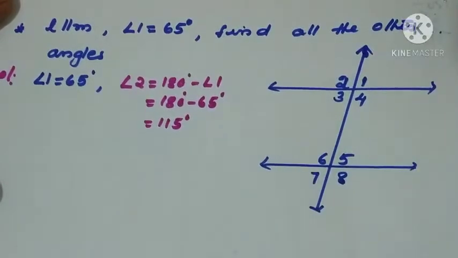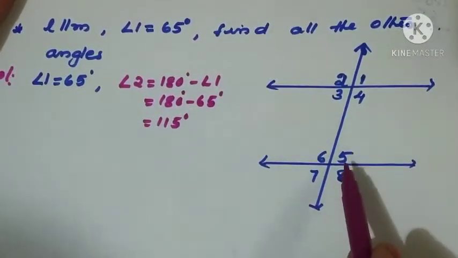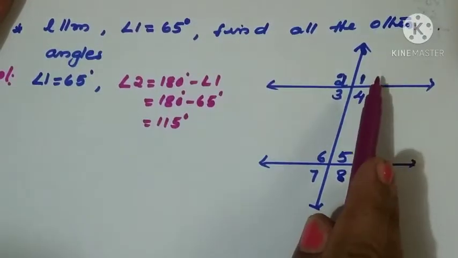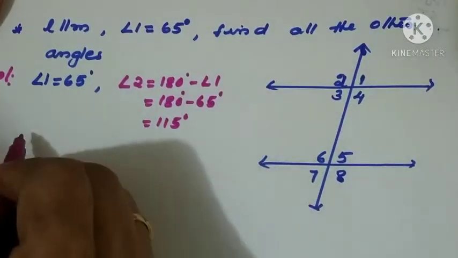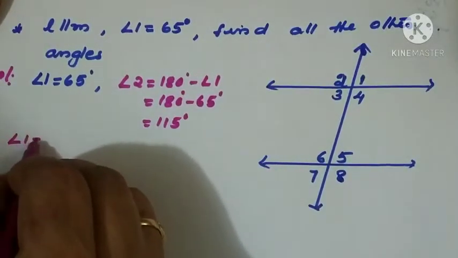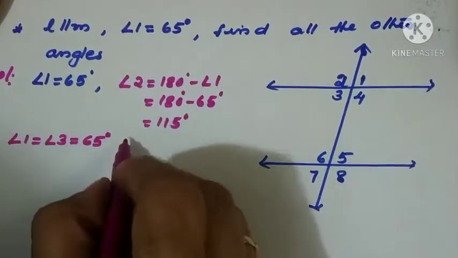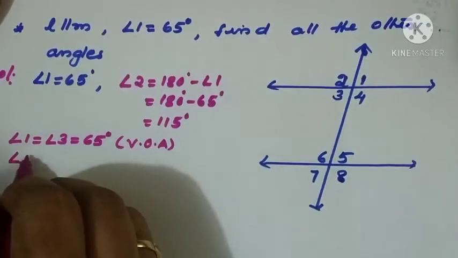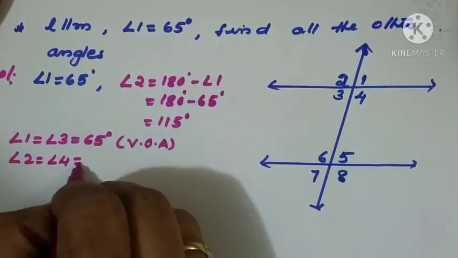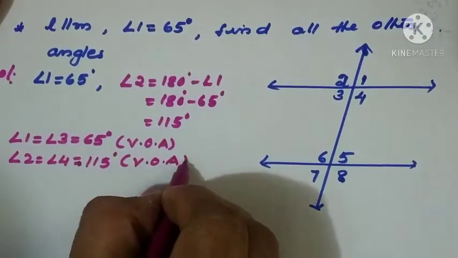Now we got angle 1 and 2. So easily we can write which are the other angles. So 1 equal to 65 means which is the corresponding angle? 5. And 1 equal to 65 means angle 3 is equal to 65 by vertically opposite angles. So I'll write like this. Angle 1 equal to angle 3 equal to 65 degree. What is the reason? Vertically opposite angle. Similarly, angle 2 is equal to angle 4 is equal to 115. Same reason, vertically opposite angles.